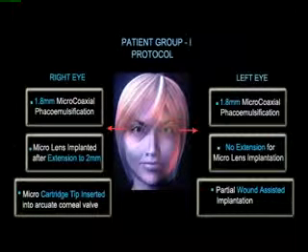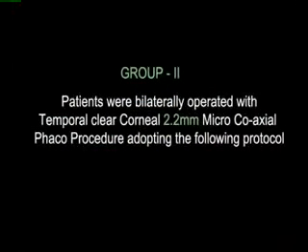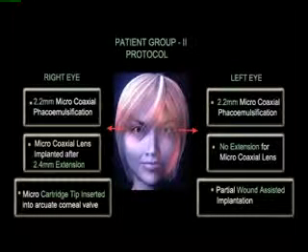Group 1 patients were bilaterally operated with temporal clear corneal 1.8 mm microcoaxial phaco procedure adopting the following protocol. Group 2 patients bilaterally underwent 2.2 mm microcoaxial phaco procedure adopting the following protocol.